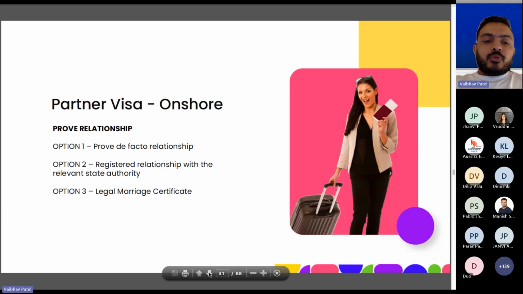Now, for the partner visa, you can prove your relationship in 3 ways. Either you prove that you're in a de facto relationship, that means you're living together for at least 12 months. Or if you're not living together for 12 months, but you still want to apply under de facto, you have to register your relationship with the relevant state where you're living. And if you're able to register the relationship, you can apply for a partner visa using that relationship. Now, you don't have to be living together for more than 12 months, compared to option 1, where you have to be living together for at least 12 months. Option 3 is a legal marriage. So if you have married each other, you can also use that to apply for a partner visa.